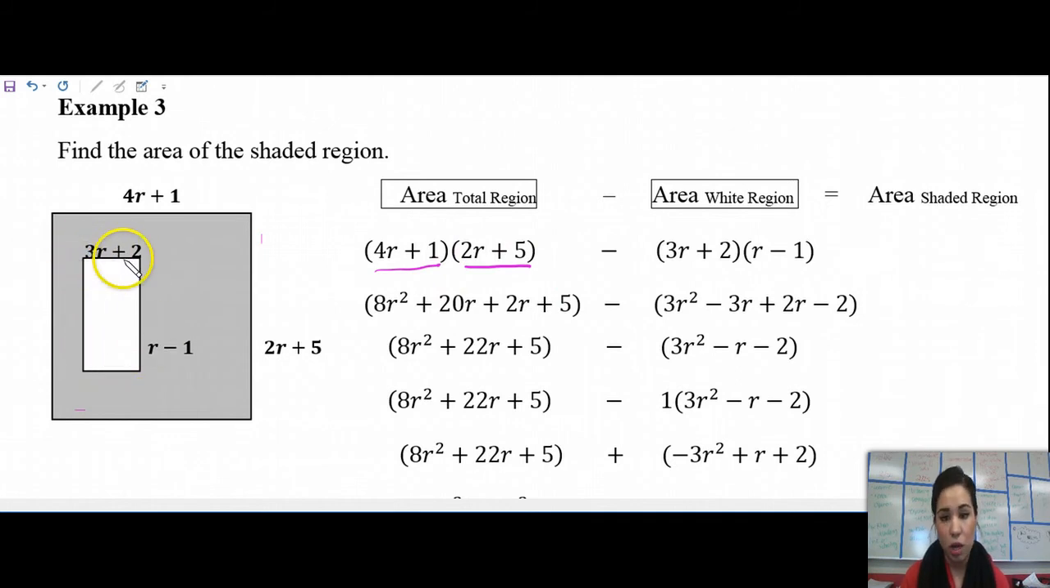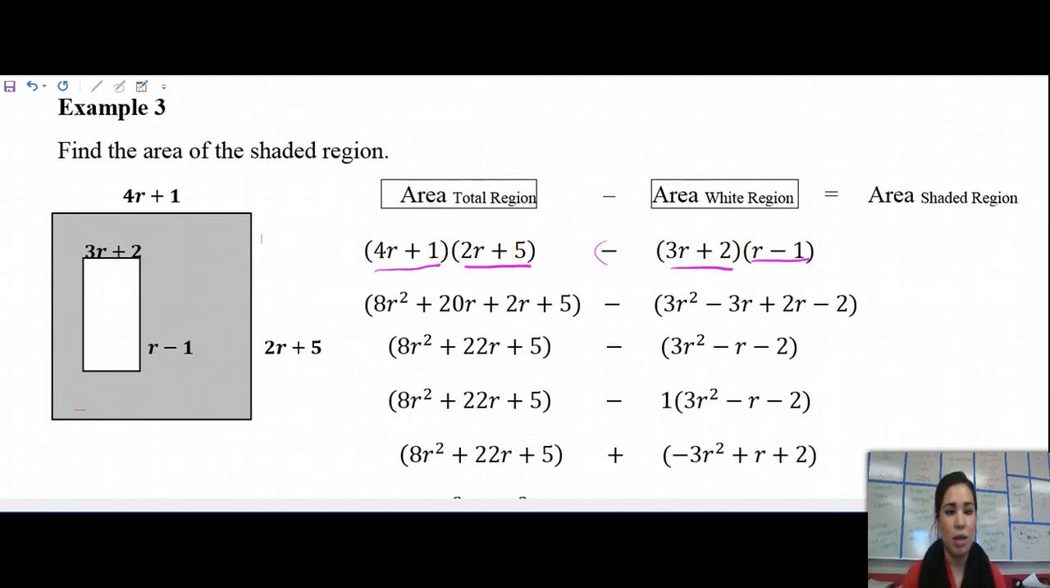And then how do I find the area of this small white rectangle? I would do 3r plus 2 times r minus 1. Now, why are we subtracting it? That's where you have to ask yourself, why is it subtracting? So think of it like this, guys. It's like I have some cookie dough, and I get a cookie cutter, which is in the shape of a rectangle, and I'm going to put it in there, and I'm going to take it out. Well, to find how much cookie dough is left over, I'm actually subtracting. So that's why we're going to do this area minus this area.